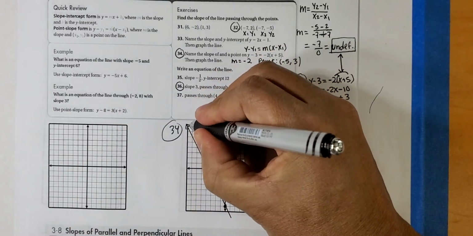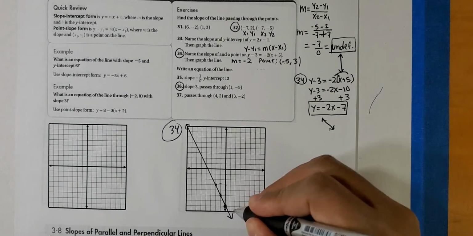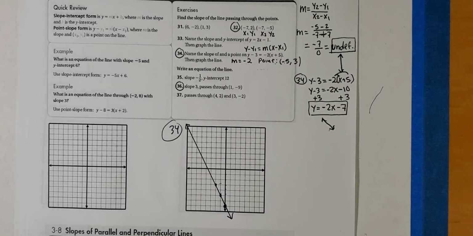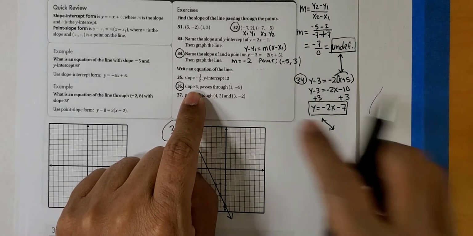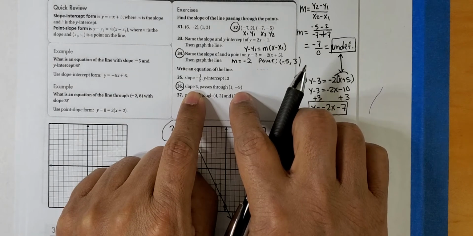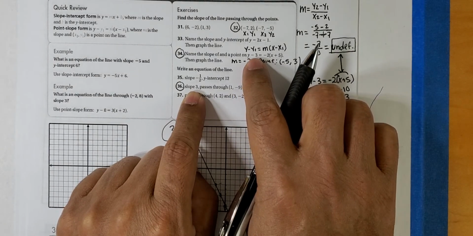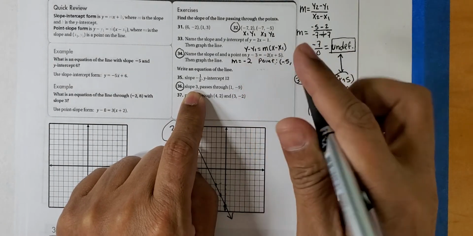And this is the graph of problem number 34. Okay? Any questions on this problem? All right, let's go to number 36. They're giving you the slope and they're giving you a point. So now they're not writing it like this, so we need to write it like this, okay?